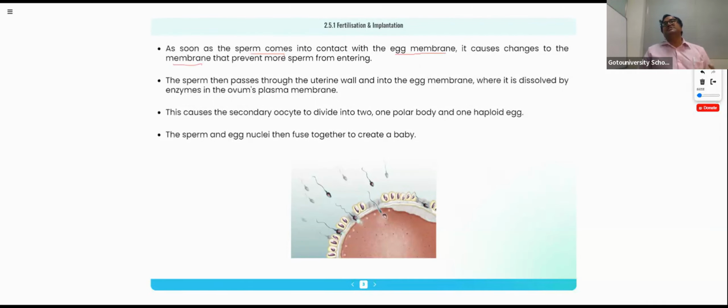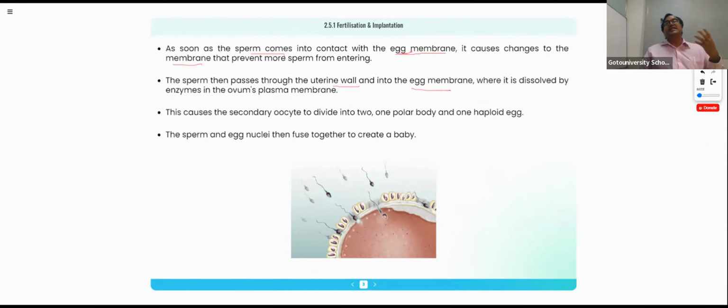The moment sperm touches the zona pellucida layer, what happens exactly? The plasma membrane or egg membrane, the differentiated plasma membrane also called zona pellucida, will be changing to the corona radiata structure, right? So that information we narrated in the last class, you need to correlate with the egg membrane. So the sperm passes through the uterine wall and then into the egg membrane. What do you mean by uterine wall? Inner layer of the uterus.